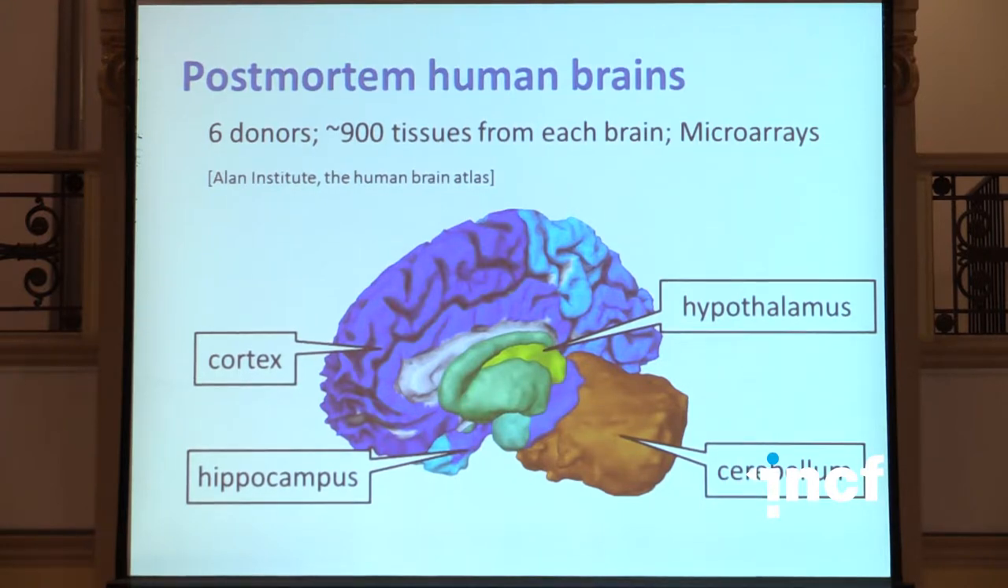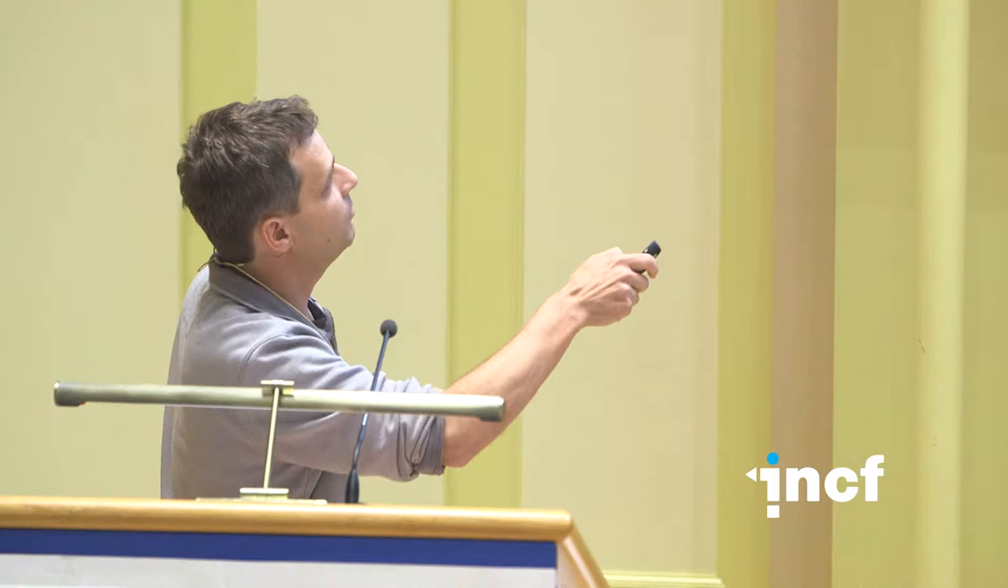So what we wanted to look at is these expression patterns in the adult brain, and we used a data set provided by the Allen Institute. This is a data set of postmortem human brains from six donors with hundreds of tissue samples from each brain, and for each tissue they had the microarray, so they have the full expression profile for all genes. So imagine you have many points here with a high resolution.